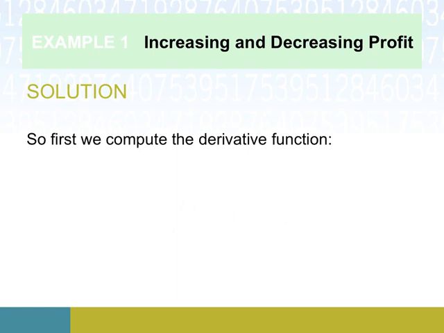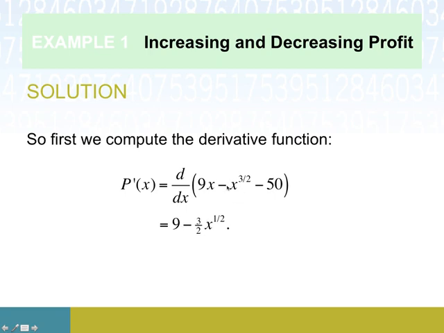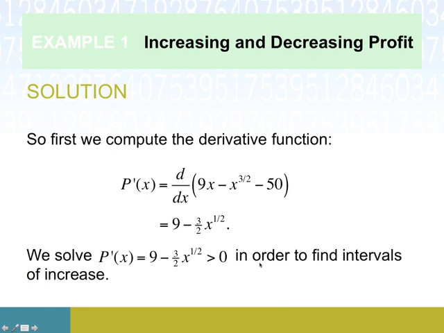So p prime looks like the derivative of this thing. And let's see, so just power rule all the way through. Derivative of 9x is 9. The 3/2 power comes down, and we're down to a 1/2 exponent. And then derivative of a constant is just going to disappear. So let's think about increasing first, and we'll go for setting this derivative greater than 0. That's what if this were greater than 0, then our function is increasing.